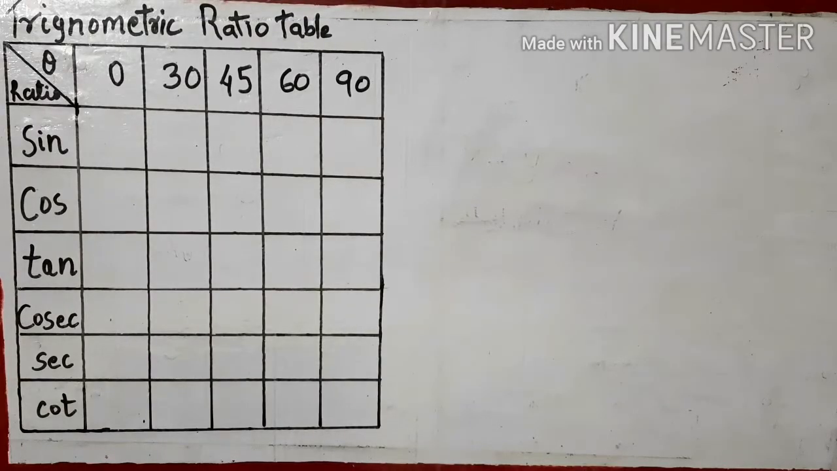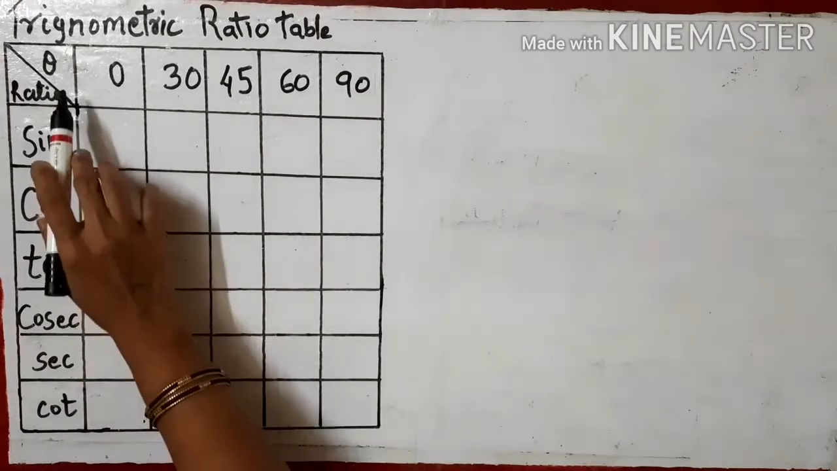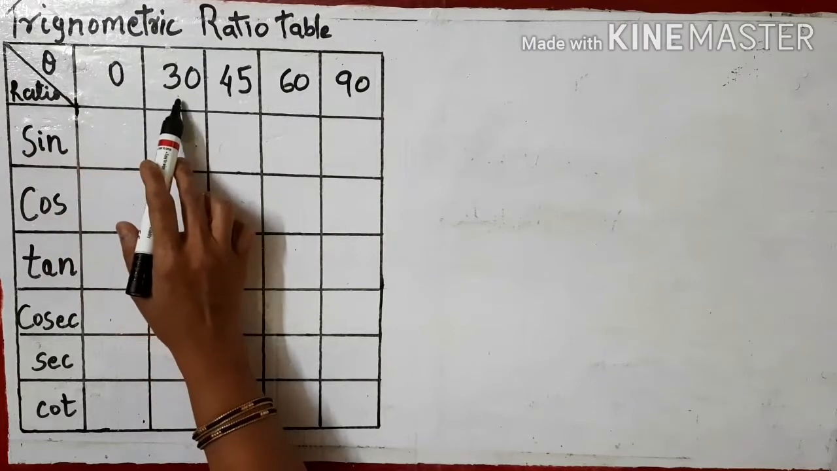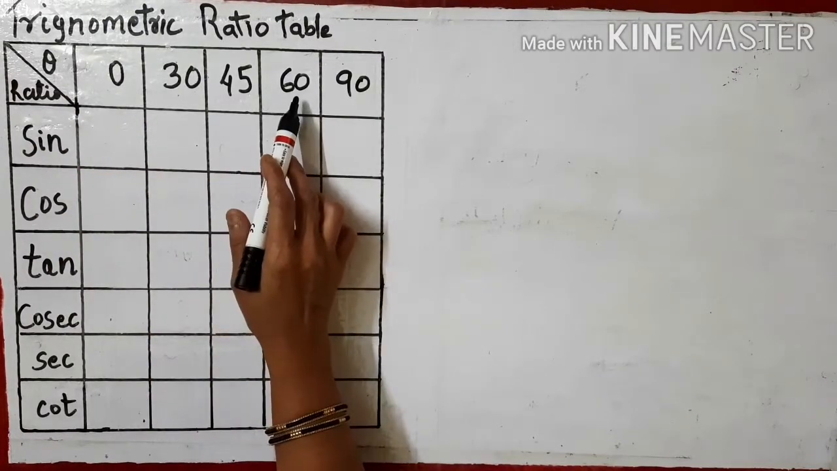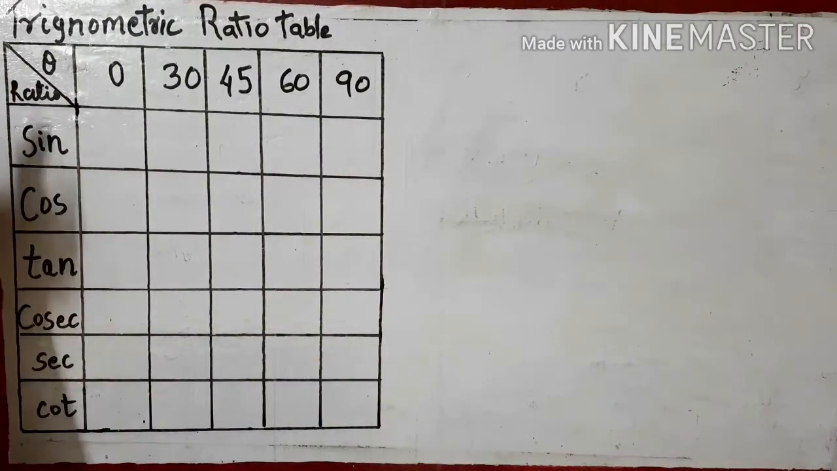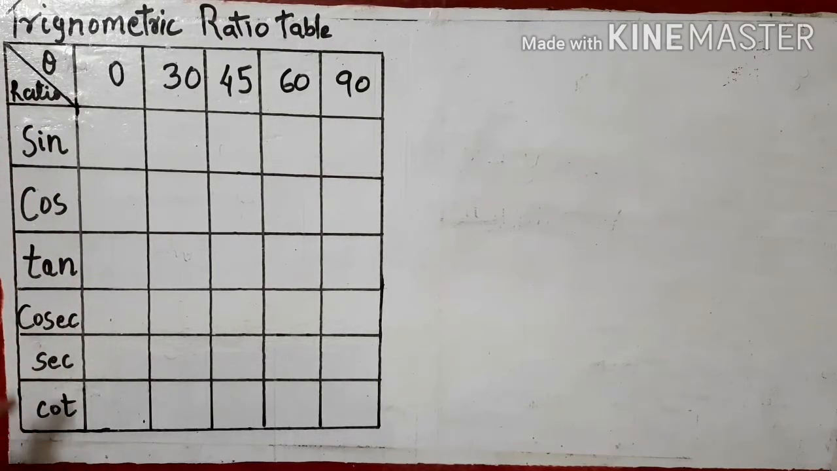Hello students, today we are going to study the trigonometric ratio table. I have taken the values of theta 0, 30, 45 degree, 60 degree and 90. Ratios sine, cos, tan, cosec, sec and cot. There are 6 ratios. So let us find the values.